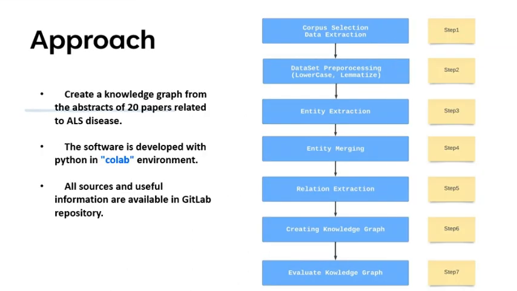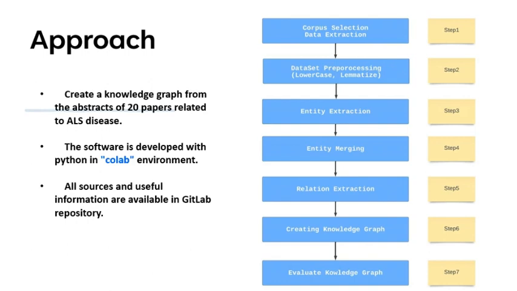In the approach section, we create a knowledge graph from the abstracts of 20 papers related to ALS disease. Our approach is creating a knowledge graph from around 20 papers that we extract from a database related to the ALS disease. Here you can see the diagram of creating a knowledge graph; our project has 7 steps.